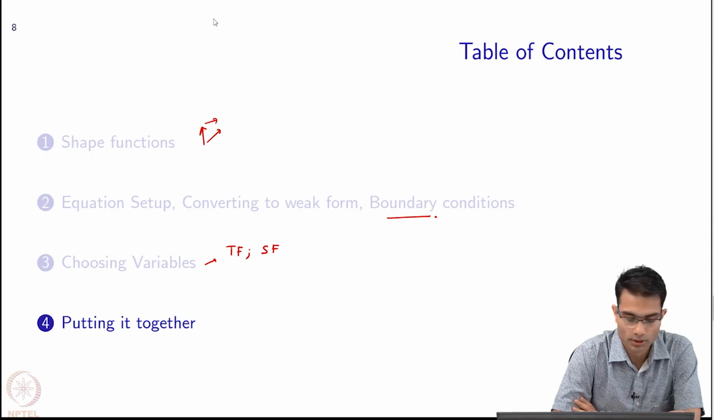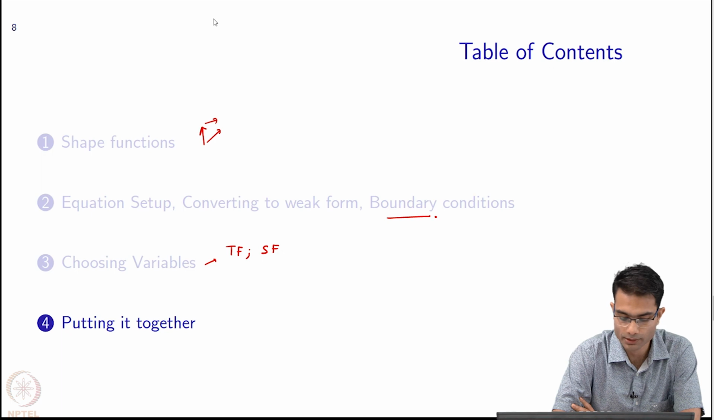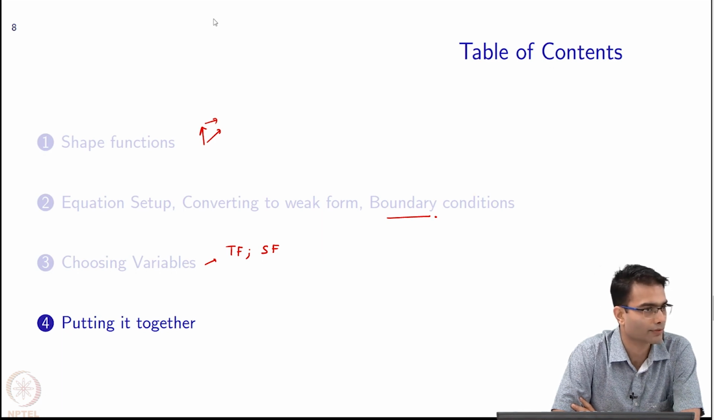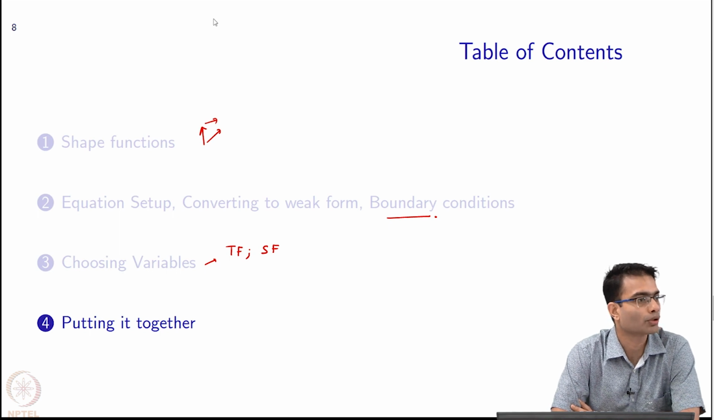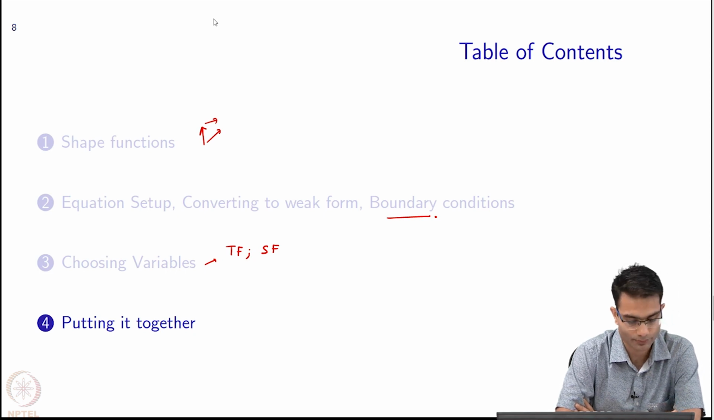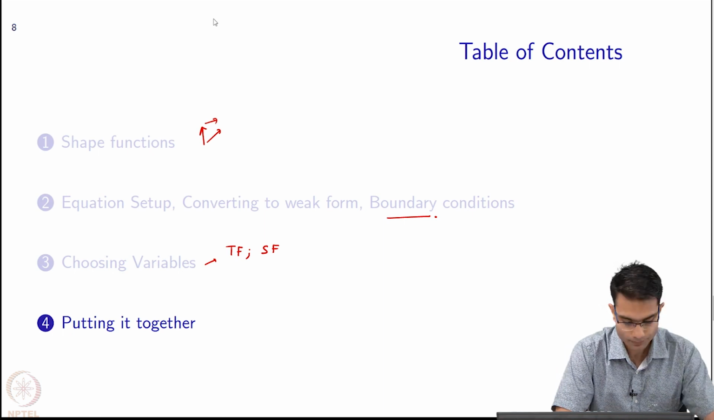Right. So, now we come to the final section on the 2D edge based finite element method. So far we have looked at shape functions, weak form, boundary conditions and choice of formulation, total field or scattered field formulation. The final step is to show you how to put it all together into a system of equations. At the end of the day, we want Ax is equal to B, a linear system of equations which we can solve. Okay. So, let us try to put it together.